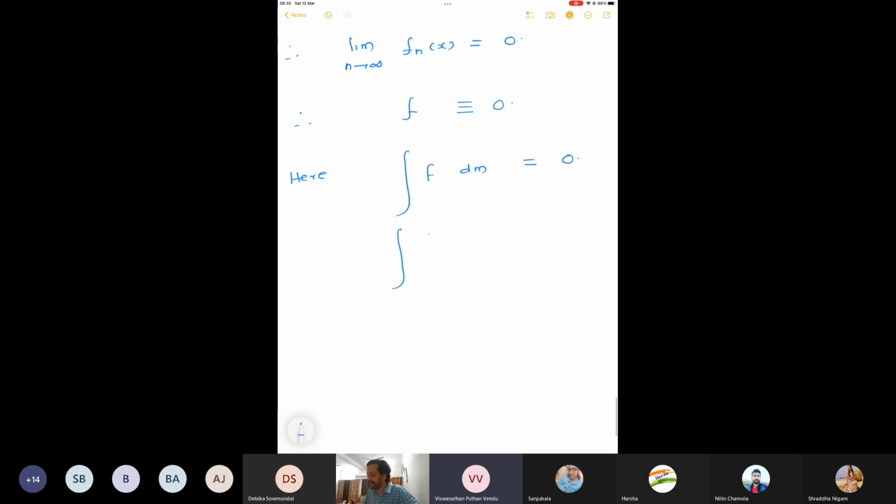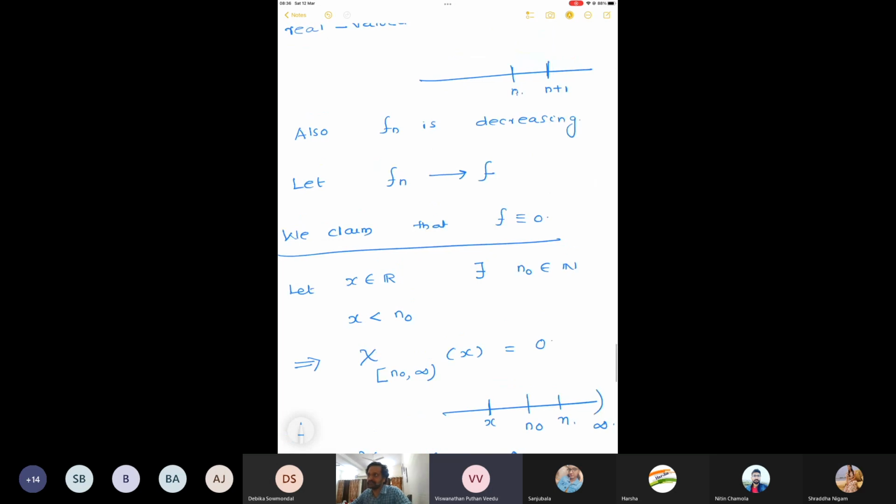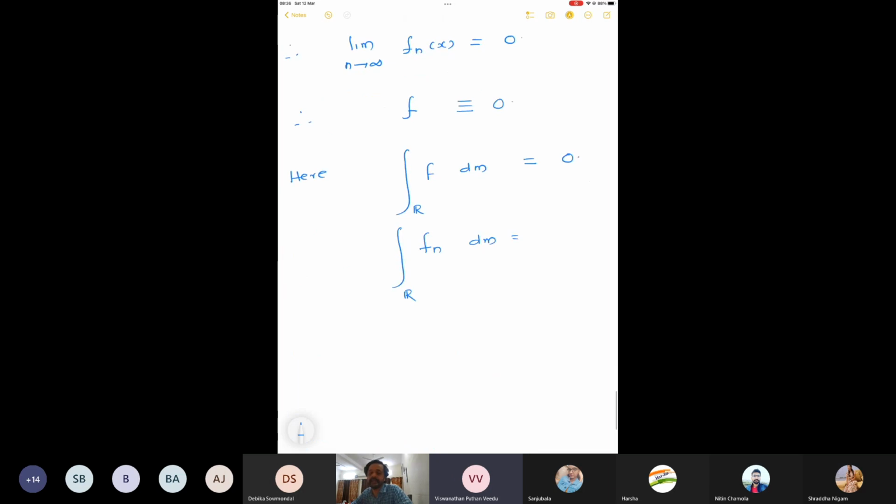And what is integral fn dm? Integral over R. Remember, fn is an indicator function. That is a simple function, an elementary type of simple function. And therefore, what is the integral of fn? Values taken times the measure. And values taken by fn are either 1 or 0. And 1 is taken in the interval n infinity. So 1 times the measure of n infinity, which is infinity. So integral of fn dm is infinity for all n.